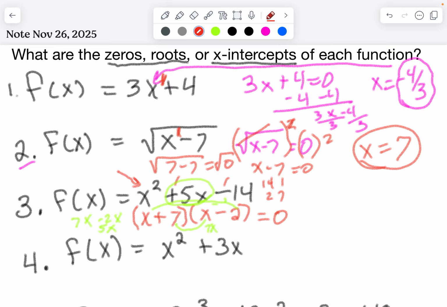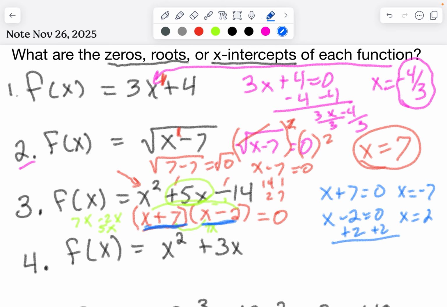So now you have either this part here, let me do a different color. Either the x plus 7 is 0 or the x minus 2 is 0. So you'd have x plus 7 equals 0 or x minus 2 equals 0. And you solve both of those. This one would be negative 7. This would be positive 2. Again, I'm kind of running out of room, but all I'm doing is adding the 2 across if you're not sure what I'm doing, and also subtracting the 7. You end up with those 2 roots.